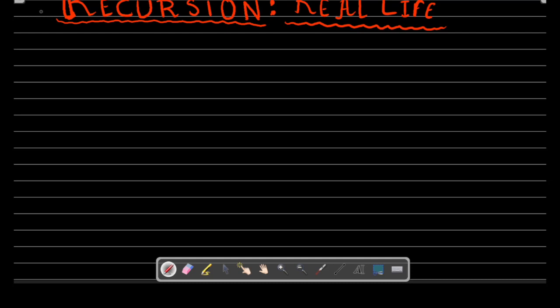So that's why I just want to take a real life example. And if we are able to connect this example with the concept of recursion, it will become really easy for us to understand how we write the code for recursion as well.